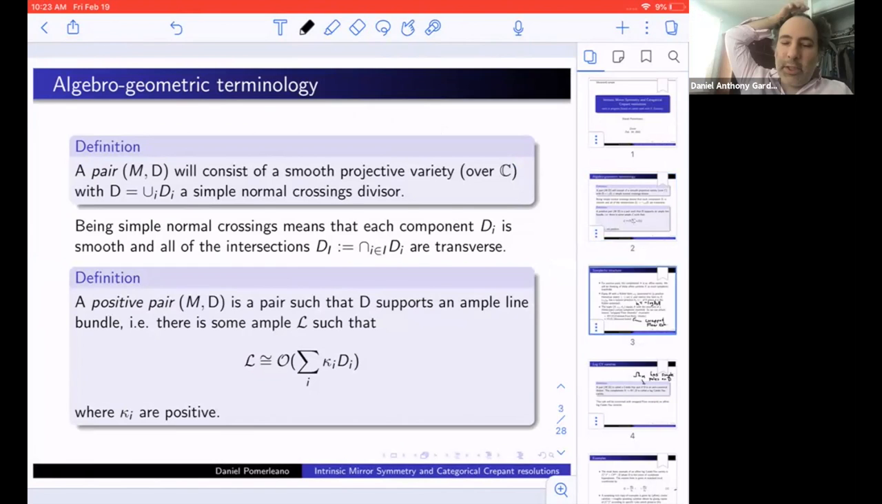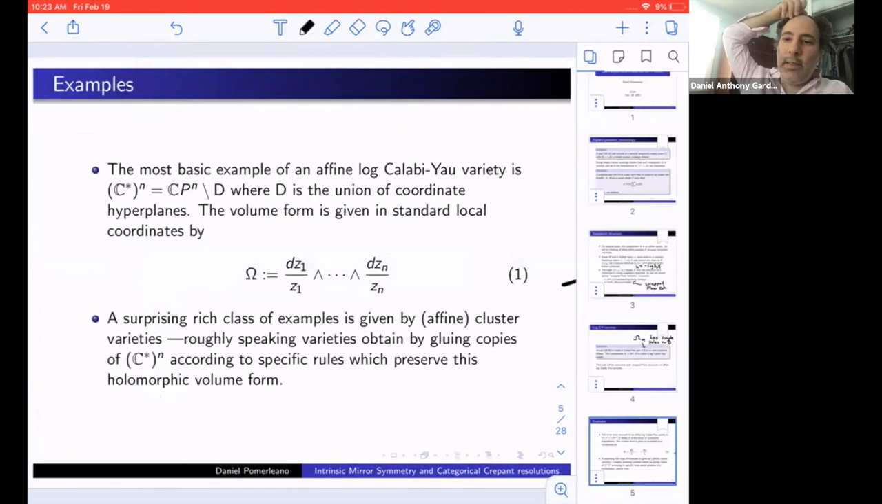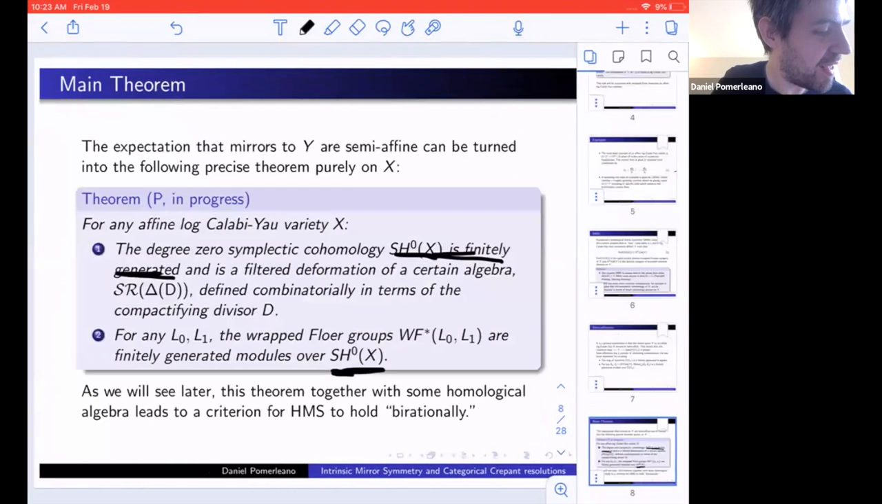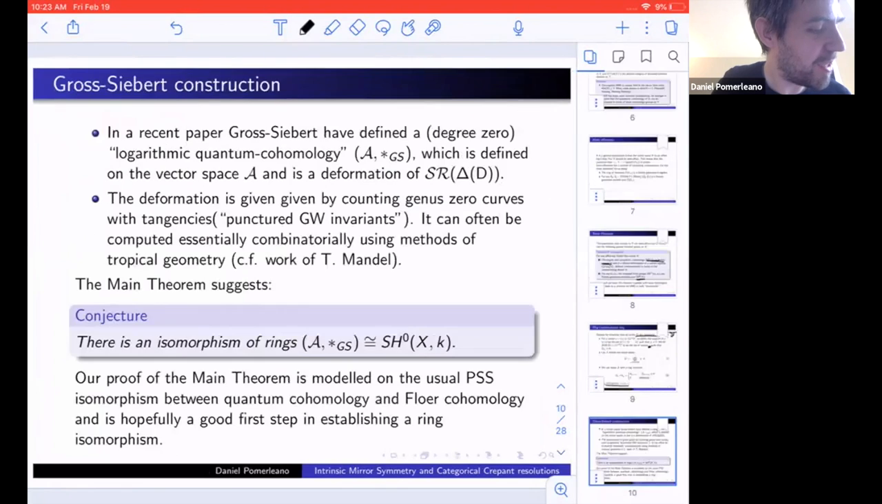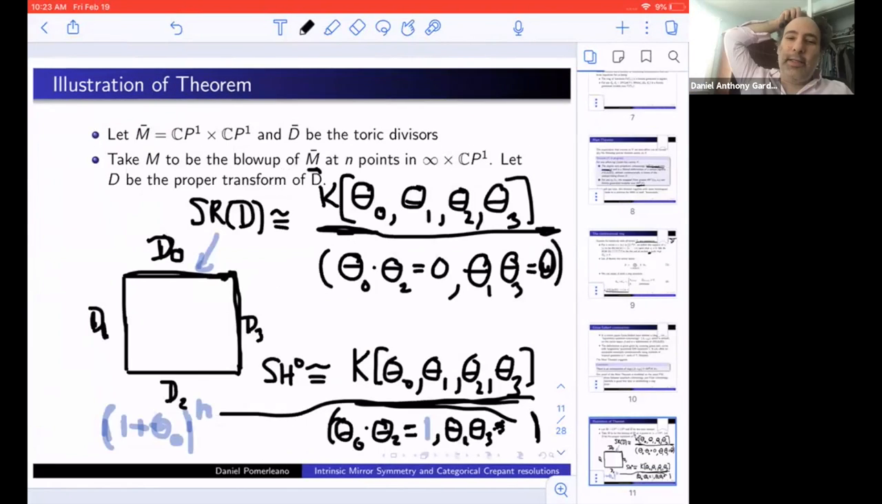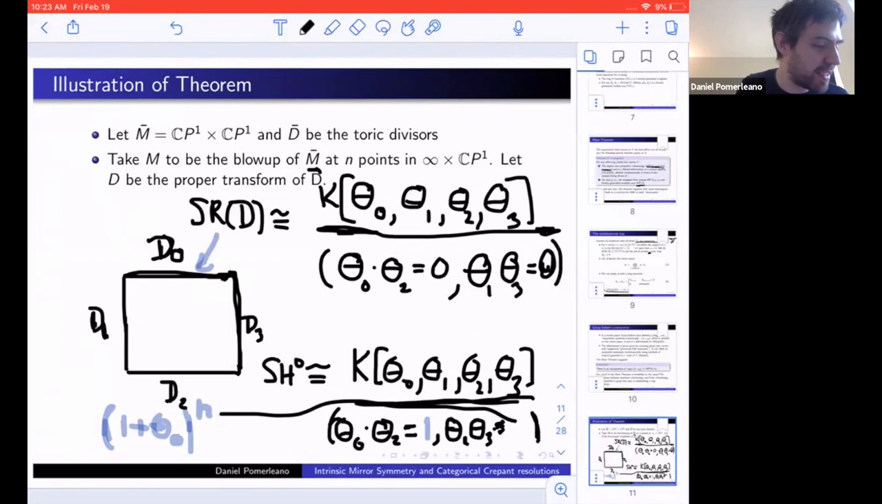But just algebraically, can't you just write down what the moduli space in algebraic geometry is? It's just the two rings, the isomorphism of rings. These are all PSS, this should be the PSS of theta naught, PSS of theta one, and the curves which should give you this deformation. So this term is actually fairly easy, theta naught times theta two equals one.